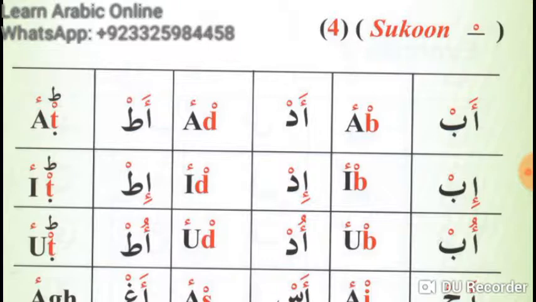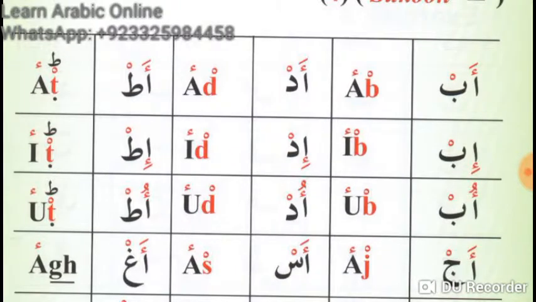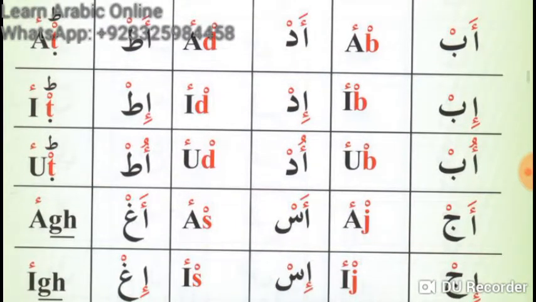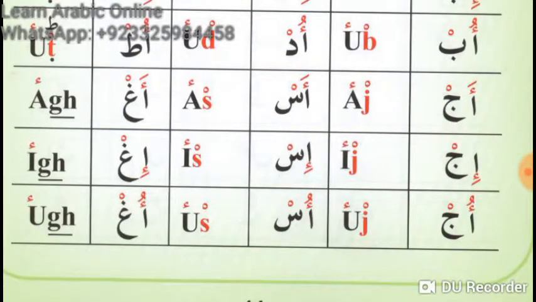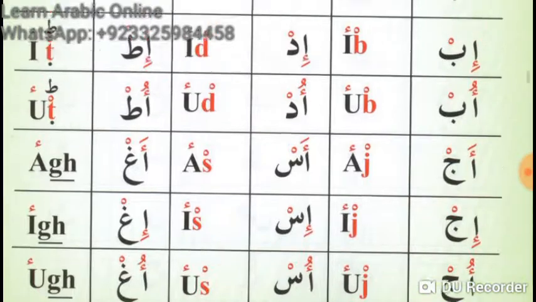Remember this. Now we have the alphabet. Alif, hamza, fatha, ba, sakin, Ab. Alif, hamza, kasra, ba, sakin, Ib. Alif, hamza, dhamma, ba, sakin, Ub. Alif, hamza, fatha, jim, sakin, Aj. Alif, hamza, kasra, jim, sakin, Ij. Alif, hamza, dhamma, jim, sakin, Uj. Read like this.